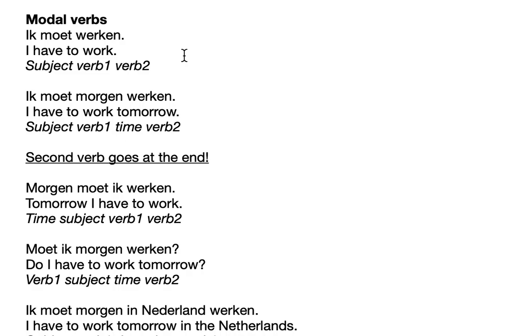But the most important thing here about the Dutch word order is the following. If you're putting something extra in the sentence, ik moet werken, what happens then? For example, I have to work tomorrow. It becomes ik moet morgen werken. So you have subject, verb 1, time, and verb 2. Whoa, I'm sure your mind is completely blown right now. You have to put the verb at the end, the second verb?